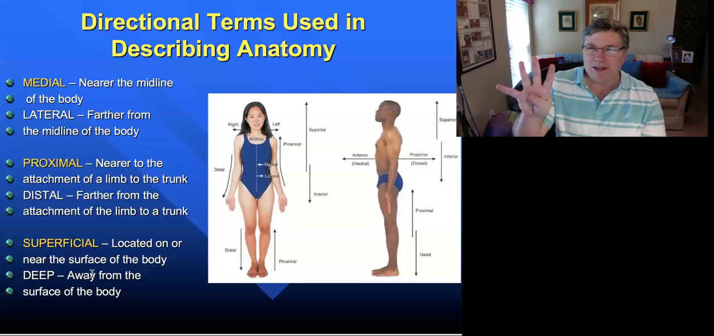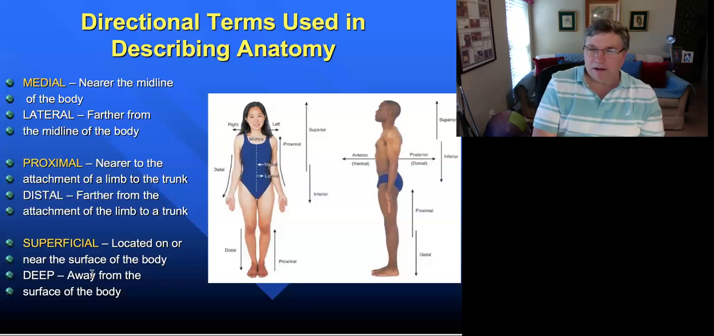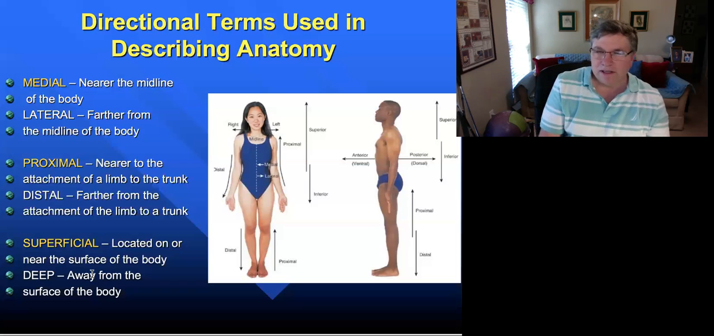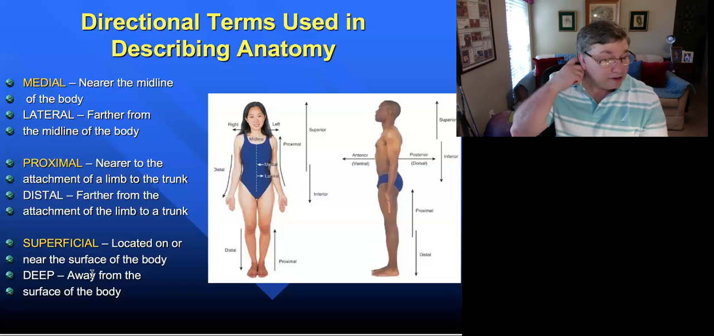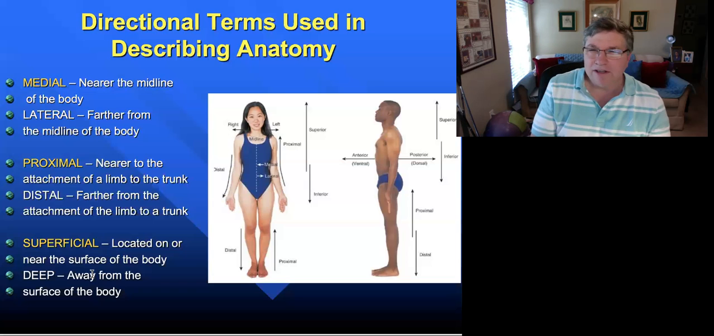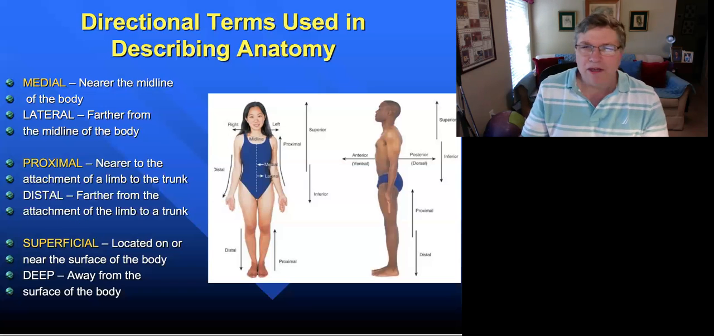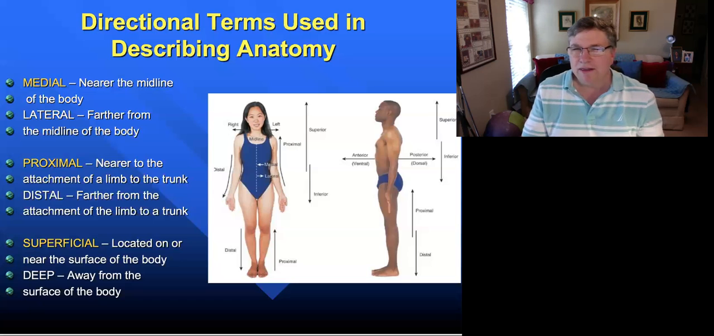Sorry, 4 muscles. There is the rectus femoris in the middle. There is the vastus medialis on the inside, vastus lateralis on the outside, and vastus intermedius right in the middle. So the vastus intermedius would be the deep muscle, and the rectus femoris, the vastus medialis, and the vastus lateralis would be the superficial muscles.